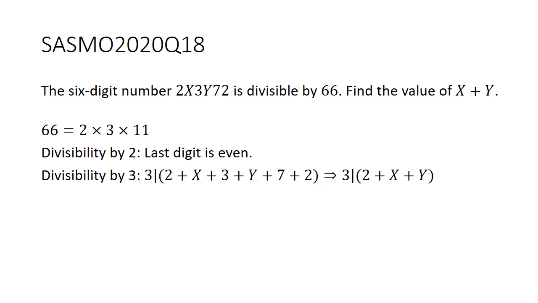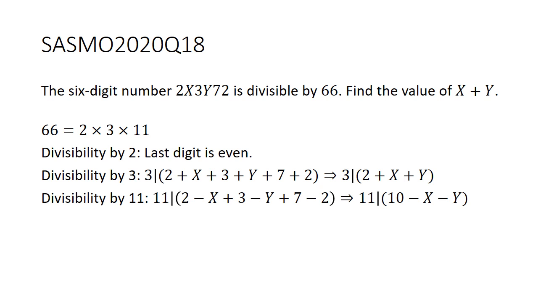Let's look at the last one, the divisibility test for 11. This one states that the alternating sum of the digits, which is 2 minus x plus 3 minus y plus 7 minus 2, has to be divisible by 11. If you simplify that expression, you get 10 minus x minus y. For that to be divisible by 11, 10 minus x minus y has to be exactly equals to 0. That means x plus y is equals to 10.